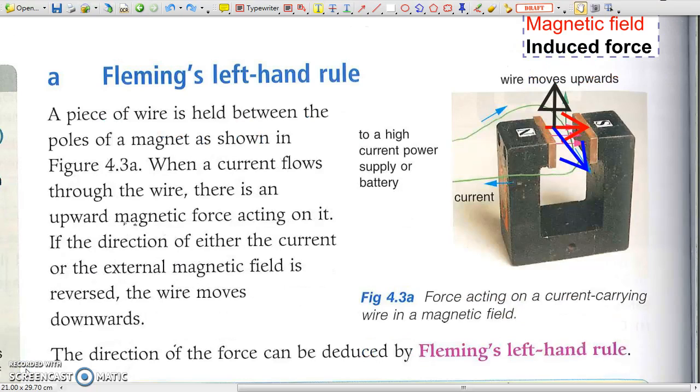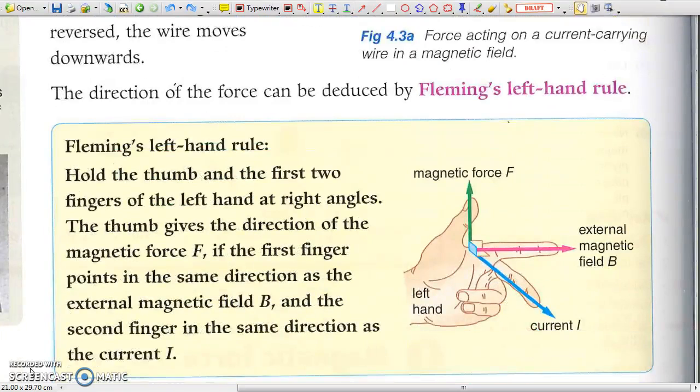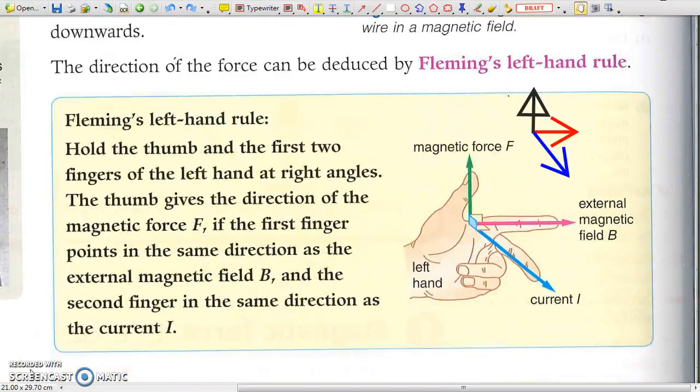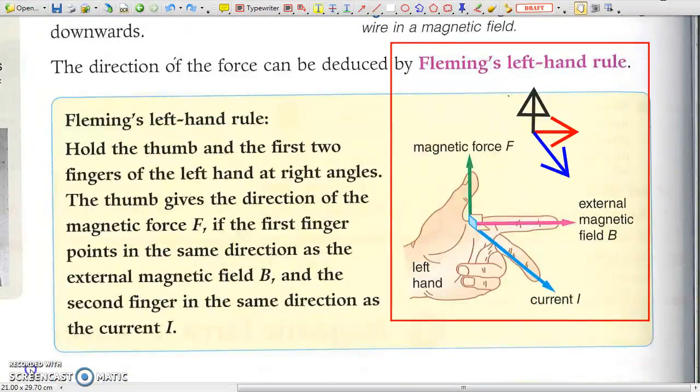A. Fleming's left-hand rule. There is a relationship between their directions. Fleming's left-hand rule, or simply called left-hand rule, helps us to memorize their relative directions. The forefinger points in the direction of the magnetic field, from north to south, while the middle finger points in the direction of the current. And in this case, the thumb will tell you the direction of the induced magnetic force on the current-carrying conductor.